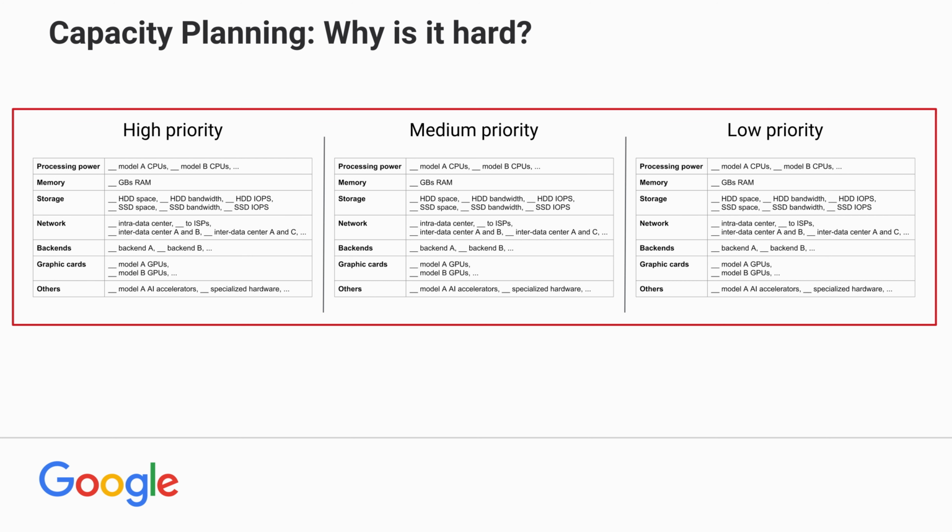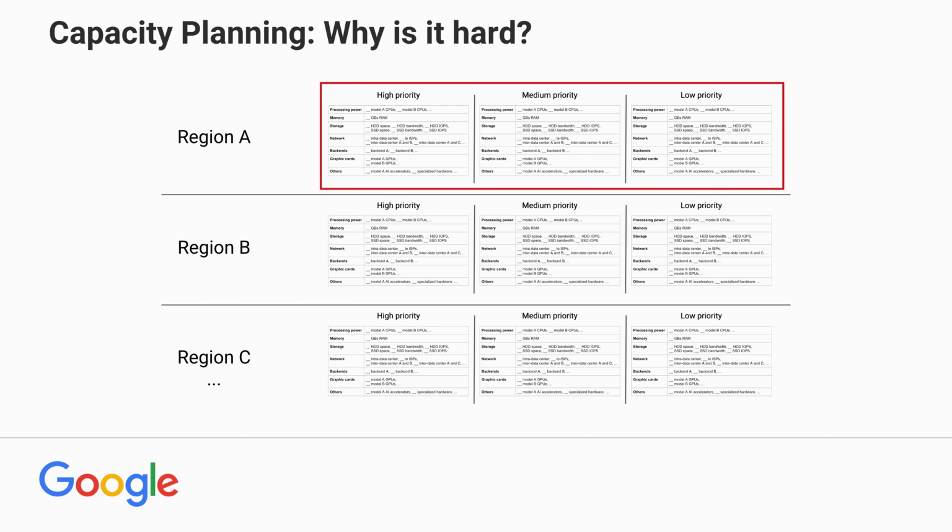A service can live in several regions. Let's factor them in by replicating this table, let's say 3 times, 1 per region. Regions could multiply the number of values that need to be defined to do capacity planning by single digits, tens, or hundreds, depending on the service.